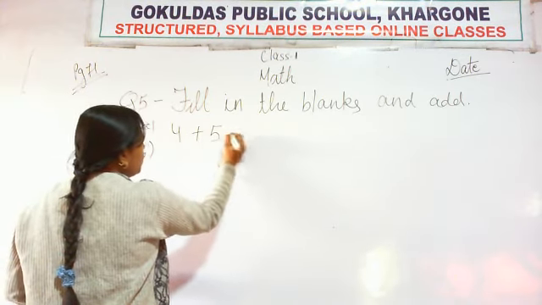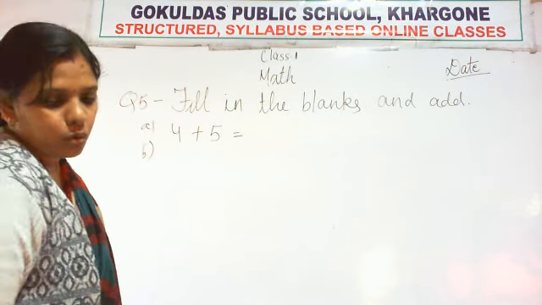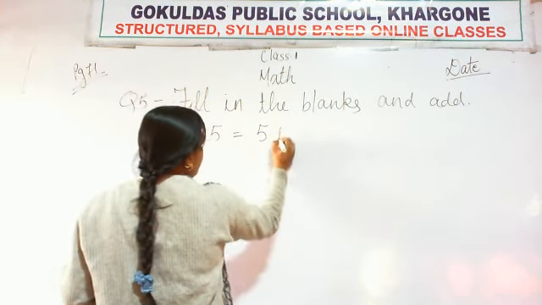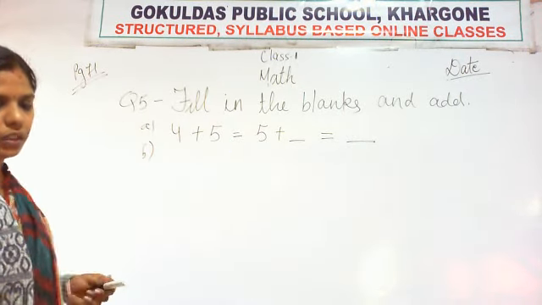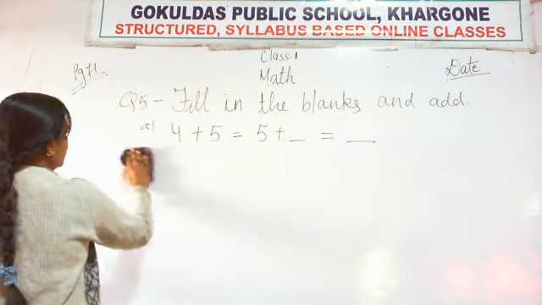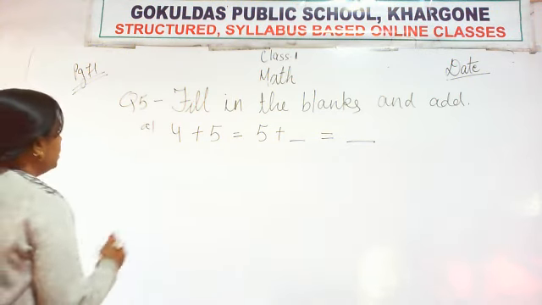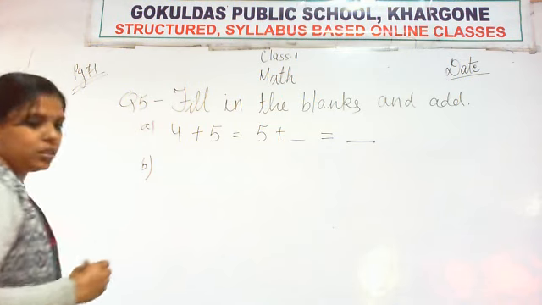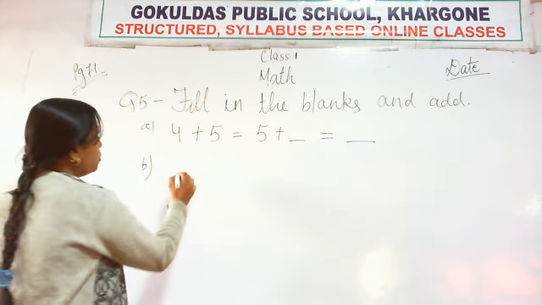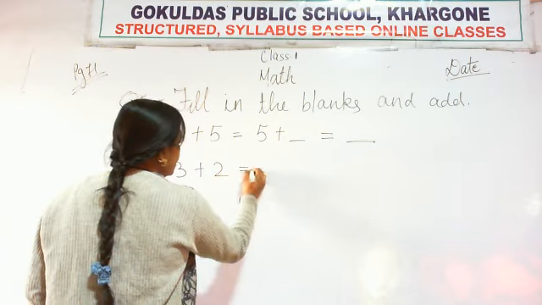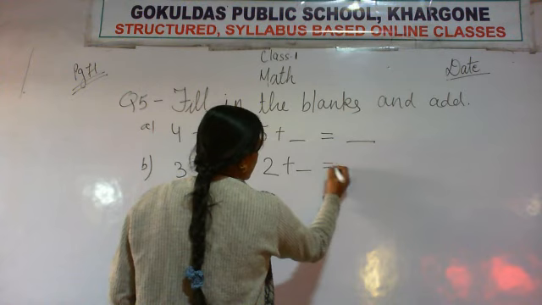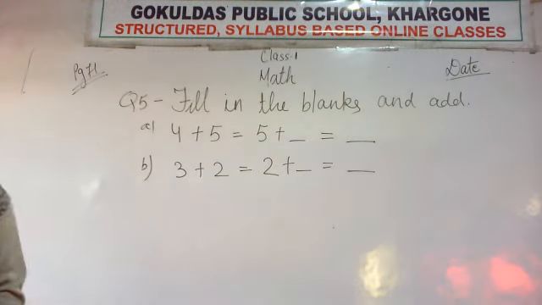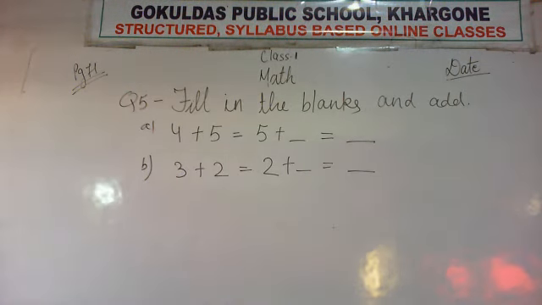4 plus 5 is equals to dash. 5 plus dash is equals to dash. The second question, B part: 3 plus 2 is equals to 2 plus dash is equals to dash. First you also copy both the questions from the board, then we will do the solution.